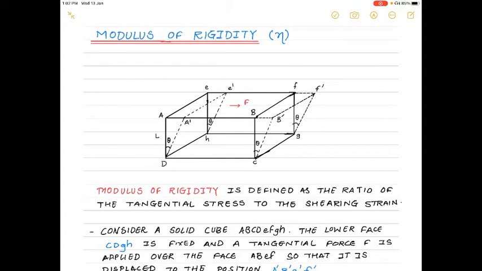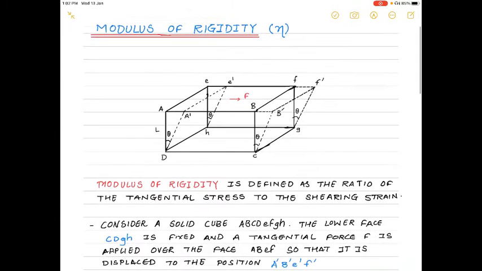So today's topic is modulus of rigidity. In last lectures, we have seen some problems on the first two moduli that we have studied earlier, that is Young's modulus and bulk modulus. So first we will see what is modulus of rigidity, then we will find out its relation.